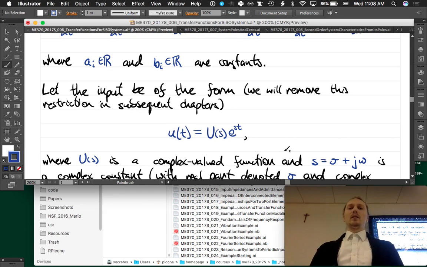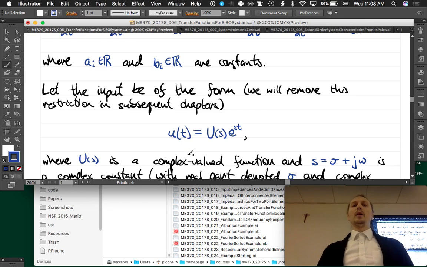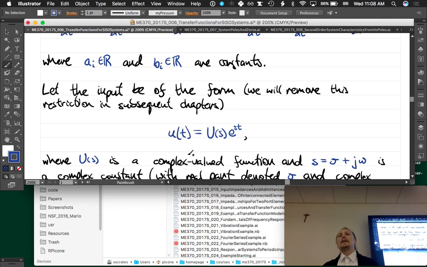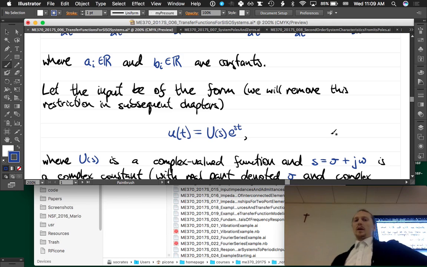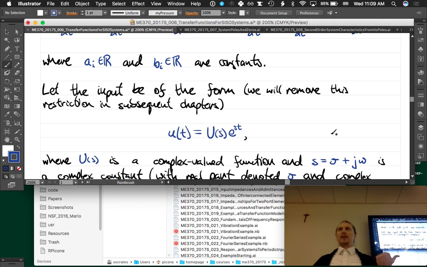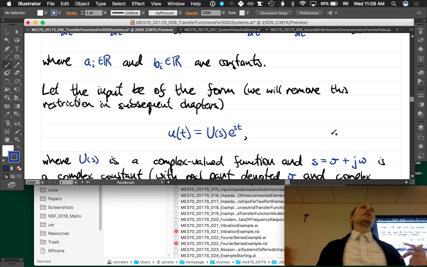Let the input be of the form, and we're going to remove this restriction in subsequent chapters, the input u(t) is equal to some complex amplitude U(s), multiplied by the scalar exponential e to the st, where s is some complex number, okay? And we often represent that complex number as a real part, sigma, plus j times an imaginary part, omega. All right? So we're going to say, what if our input's of this form? And we're going to find that it's really easy to derive an expression that we can define as our transfer function.